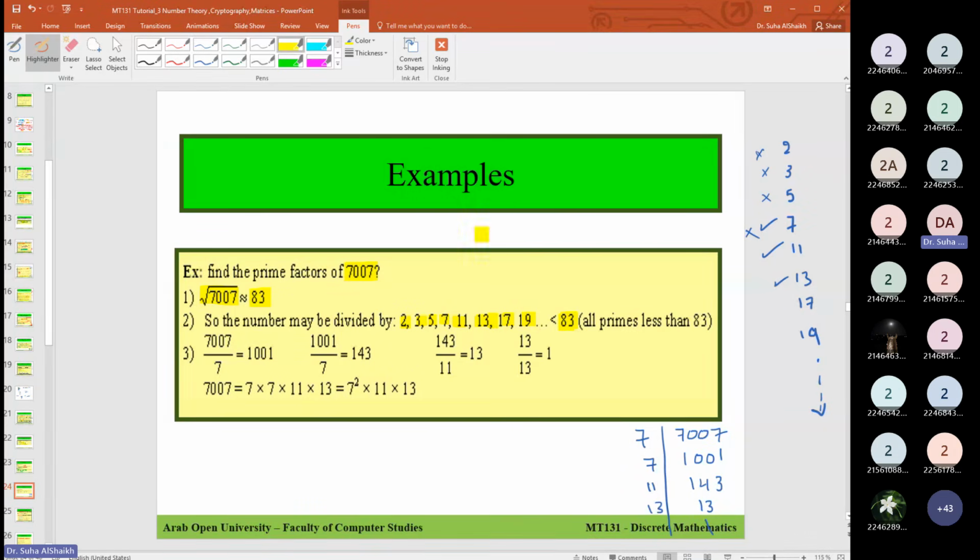So the prime factorization of the number is 7, 7, 11, and 13. So my number is composite. So the 7,007, we can say it is 2 sevens, multiplied with 11, multiplied with 13. So my number is composite here. And this is the prime factorization of this number that we have.